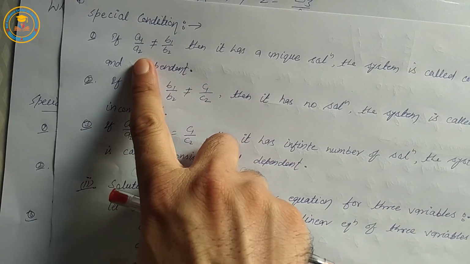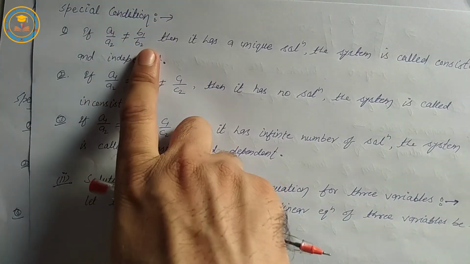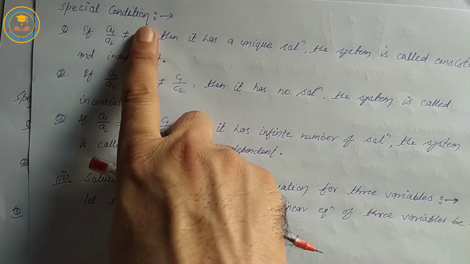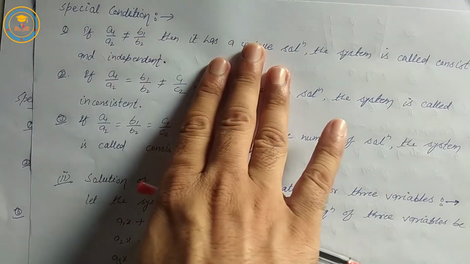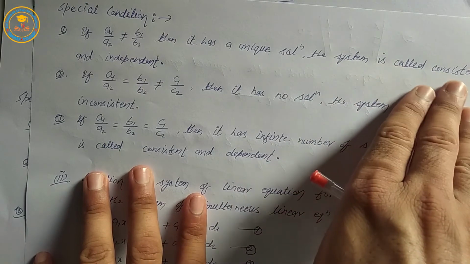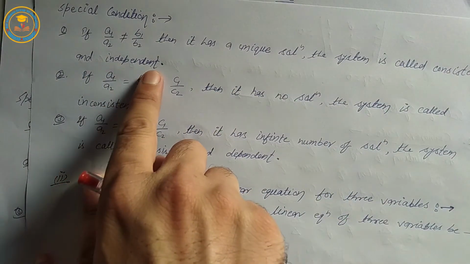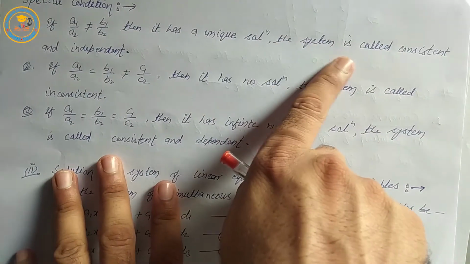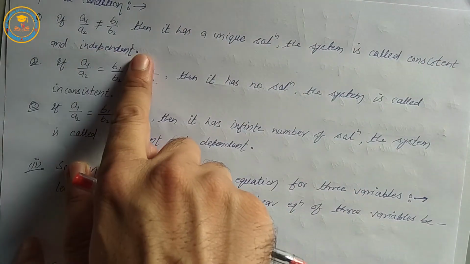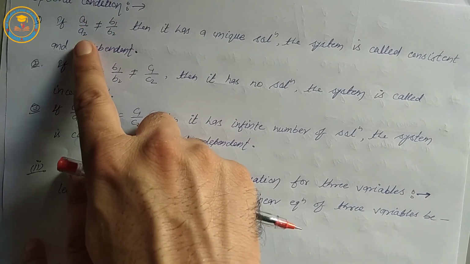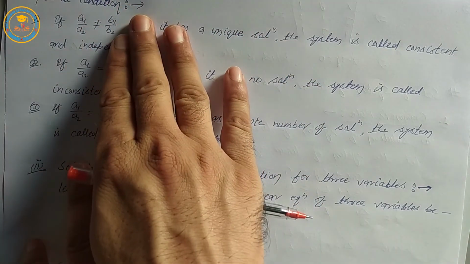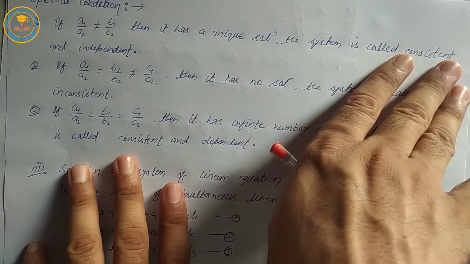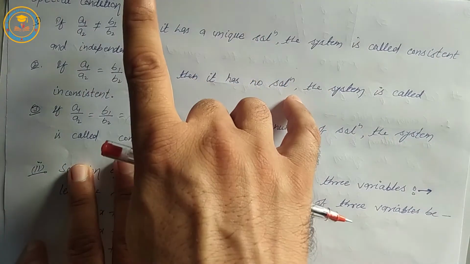Special conditions. First condition: if a1 upon a2 is not equal to b1 upon b2, then it has a unique solution. This system is called consistent and independent. When a1 upon a2 is not equal to b1 upon b2, then it has a unique solution, and the system is called consistent and independent. Okay, point number one is complete.